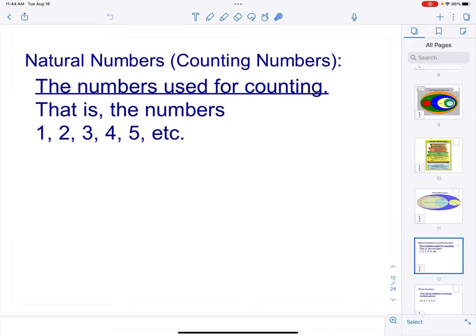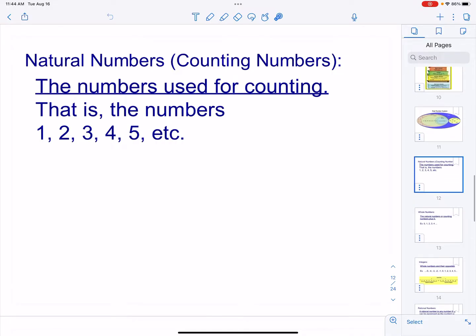So here we go. Here are some definitions. Natural numbers. They're also called counting numbers. And these are the numbers that we use for counting. They're our finger numbers. That's all it is. They're just 1, 2, 3, 4, 5, and so on and so forth. Just nice, pretty little easy numbers.